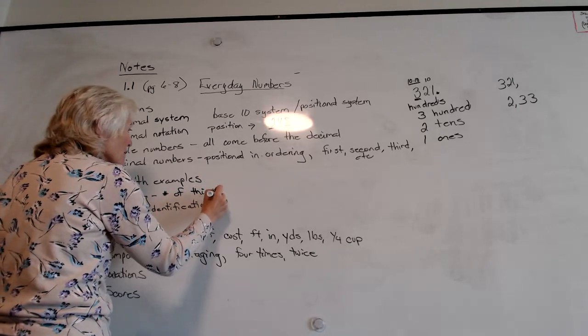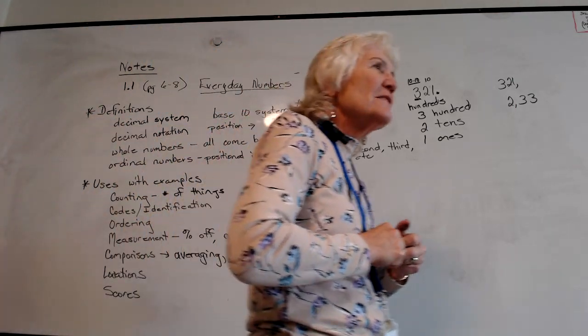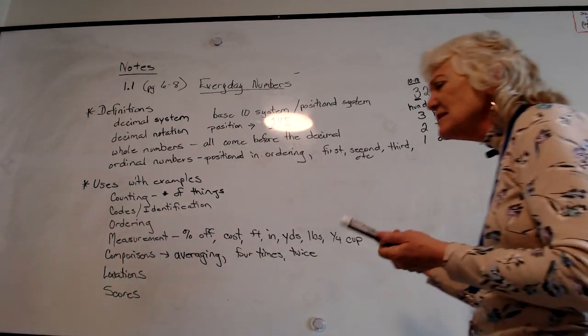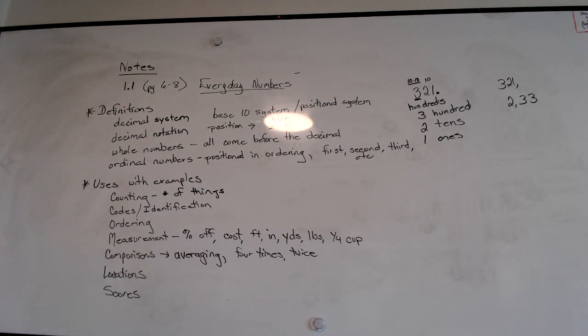We do this a lot. How many cars are in the parking lot? How many things am I going to buy? How many pieces of bubble gum am I going to buy? I don't know. You count all sorts of things. That is very important. We count things. Okay. What are codes and identification? How do we use numbers as codes or identification?